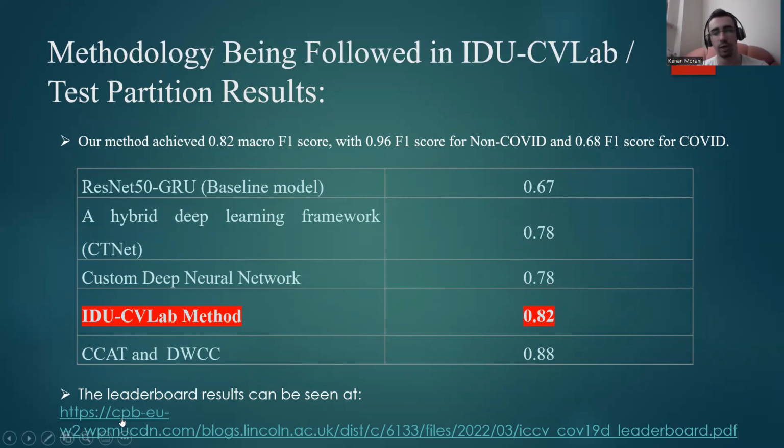And here is where you can get to the leaderboard. This is a link for the leaderboard if you're interested to see all the teams and all their results on the test partition. All right, so we well exceeded the baseline and other alternatives as well. You could see that more clearly from the leaderboard link.